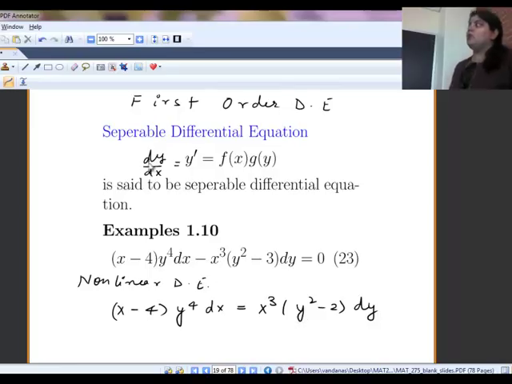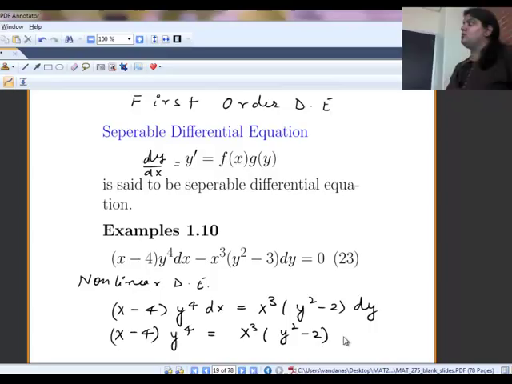Okay, what I want is dy over dx, right? So let's divide by dx. So we will get x minus 4 y to the power 4 is equal to x cube y square minus 3 dy over dx. Is it fine? Any question? Isn't it 3? Which one? Oh, y square minus 3. That's right. This is 3.